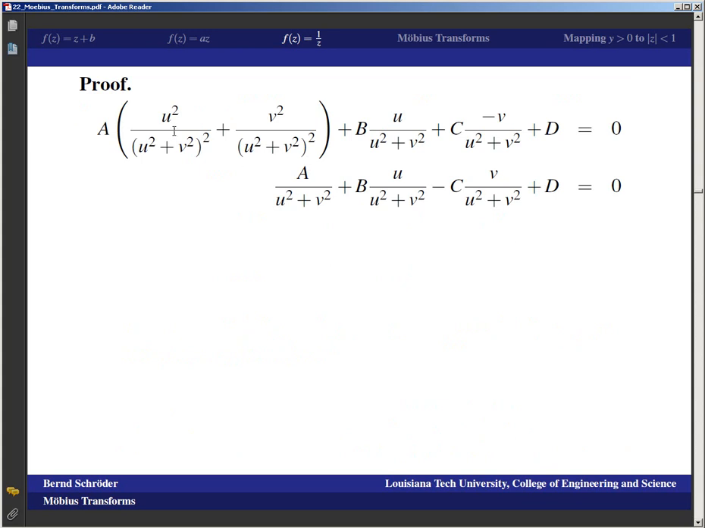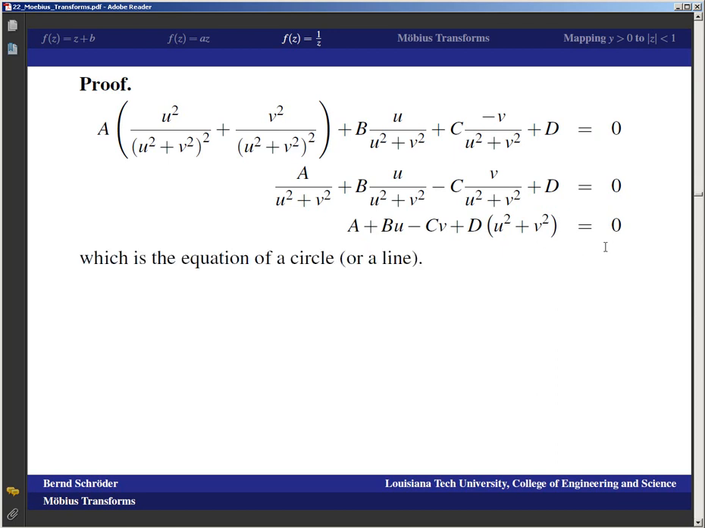And now if we add this up, of course, one of the u squared plus v squared cancels, so we end up with a over u squared plus v squared, plus bu over u squared plus v squared, plus cv over u squared plus v squared, plus d equals 0. And that means that a plus bu minus cv plus d times u squared plus v squared is equal to 0. And that's the equation of a circle or a line, right? It's just that the coefficients have been moved around a little bit.